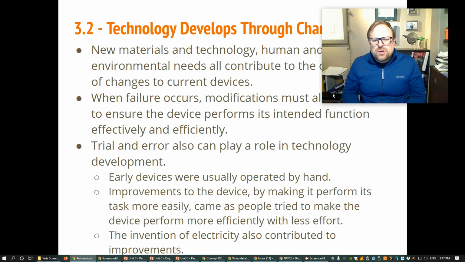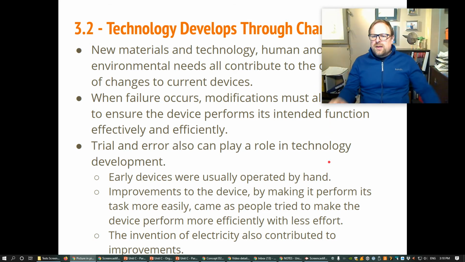Early devices were usually operated by hand. Improvements to the device by making it perform its task more easily came as people tried to make the device perform more efficiently with less effort. And then invention of electricity also contributed to improvements.